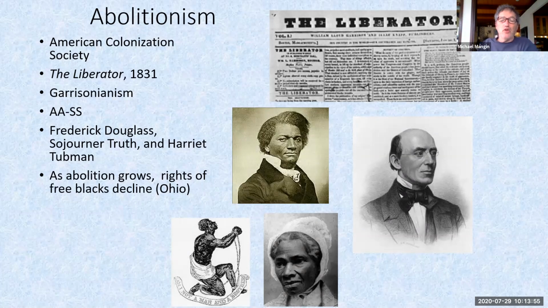By 1831, the man here, the white man that's shown here, William Lloyd Garrison, had articulated his perspective. And his perspective had a number of components. He believed in immediate emancipation. He believed that slave owners should not be compensated.